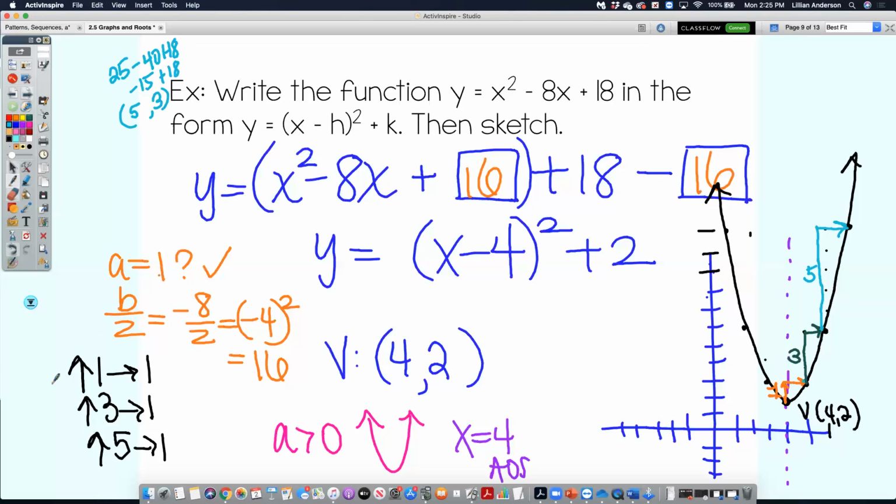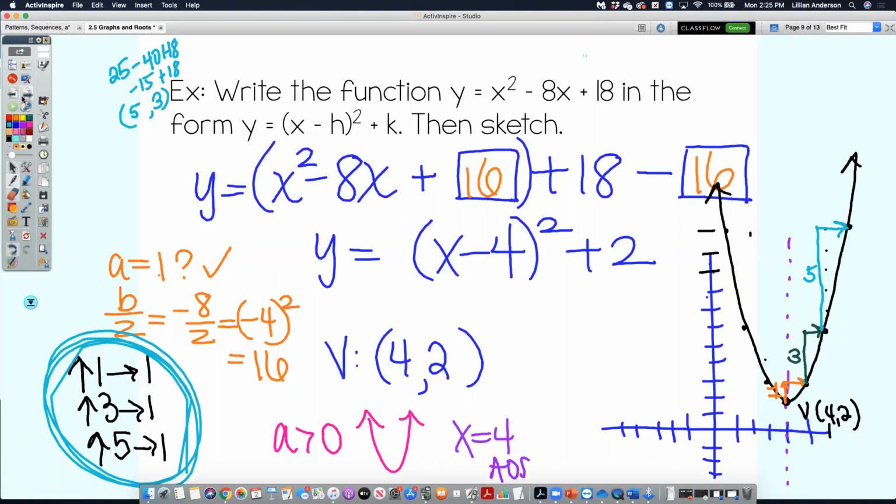So this is the pattern. This is helpful in the graphing process instead of picking points and plugging in. Well, it's quicker. If you notice, the a value between standard form and vertex form will always stay the same. That should never change, okay?